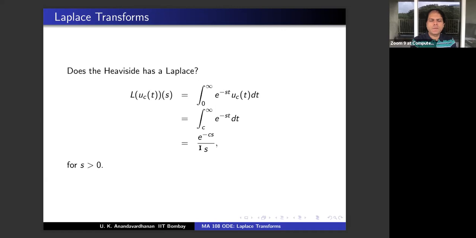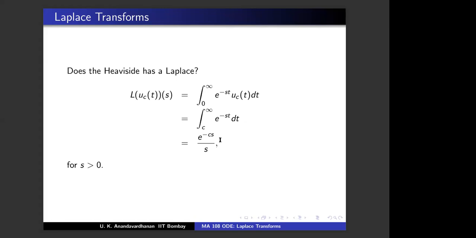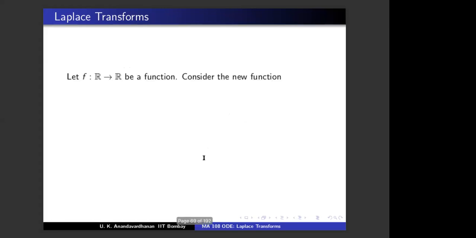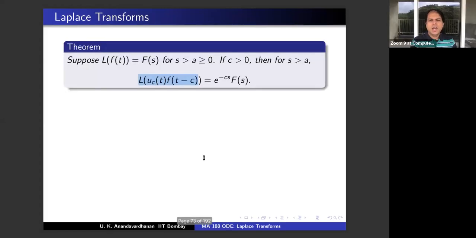What was the function small f in this calculation? UC(t) times f of t minus c, where f is the constant function 1. When f is the constant function 1, the left hand side is this and the right hand side is e power minus cs times the Laplace transform of 1, which is 1 by s. And we are saying the same thing is true for any function. Do you think the proof is easy, or we need to do some work? Do you think it's obvious? It's exactly that calculation. You just integrate.